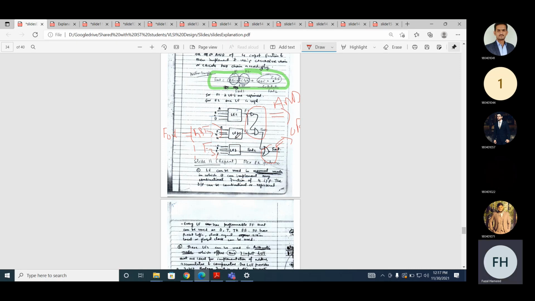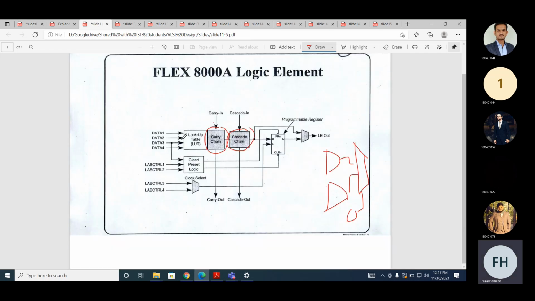So back to slide 11. Now we have a FLEX 8000 logic element. This FLEX 8000 logic element can be used to implement a single function of a maximum of 4 inputs. You can also implement a combination function of 2 or 3 inputs. It can either be used to implement a combination function or a sequential function. It can also be used in an arithmetic mode. In arithmetic mode, which chain will be used? Carry in and carry out.